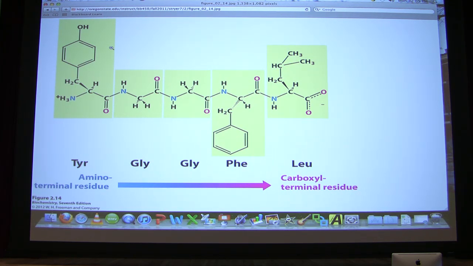You notice the pattern. Up, down, up, okay? So we see alternating sides of this structure that the R groups are on. Now, that's not totally surprising. Some of the R groups are rather large, okay? Look at the size of the R group on tyrosine. Look at the size of the R group on phenylalanine.